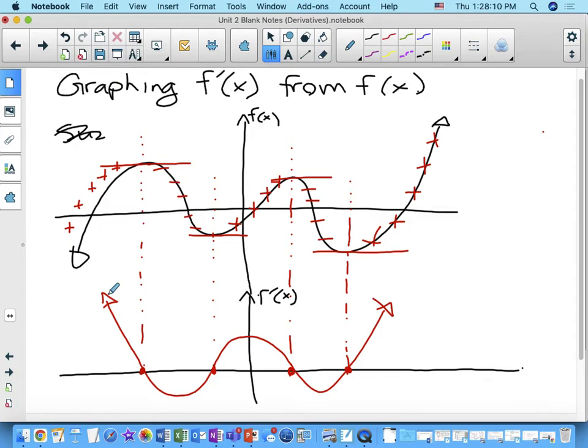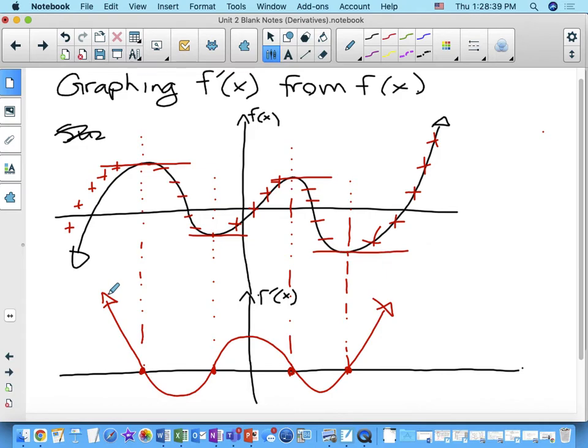Okay, because remember, the derivative is the value of my slope. So the slope here is positive. What I know is the derivative is positive. Here it's 0, then it moves to negative. Here it's 0, then it moves to positive. Here it's 0, then it moves to negative. And then here it's 0, and it moves up to positive. Does that make sense?